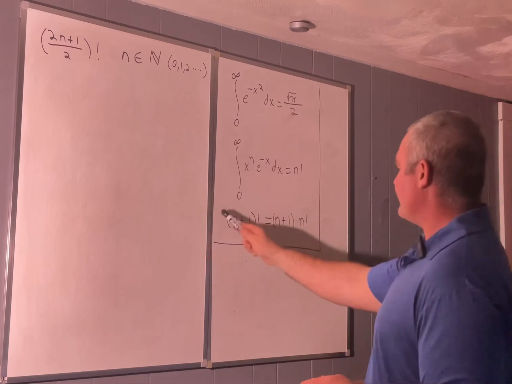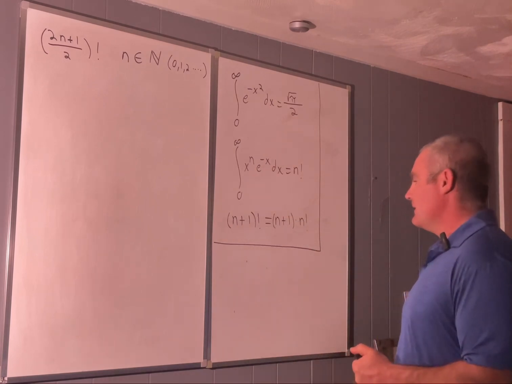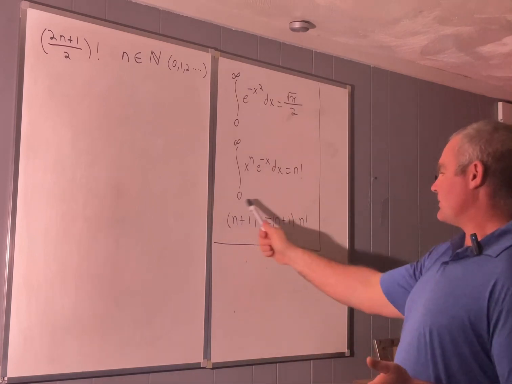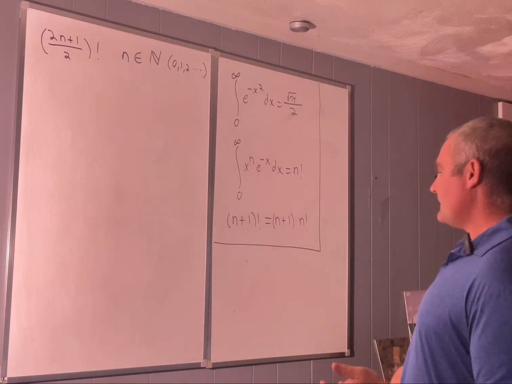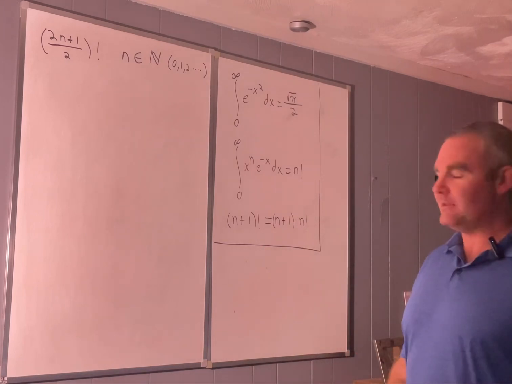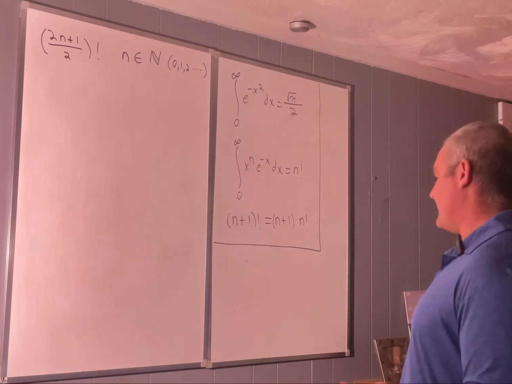And also, we'll just be using this fact about factorials. This is just the way the factorial function behaves. n plus 1 factorial is always going to be equal to n plus 1 times n factorial.